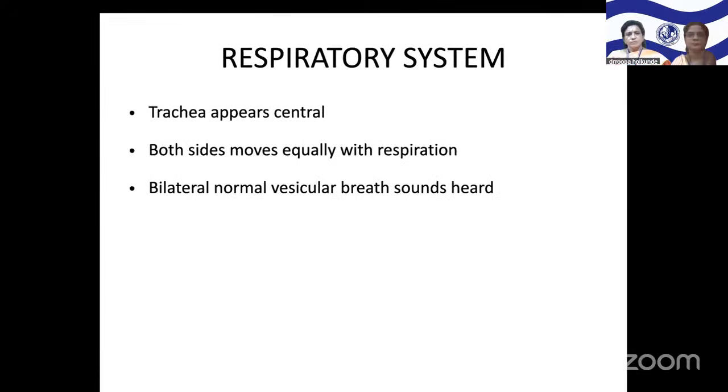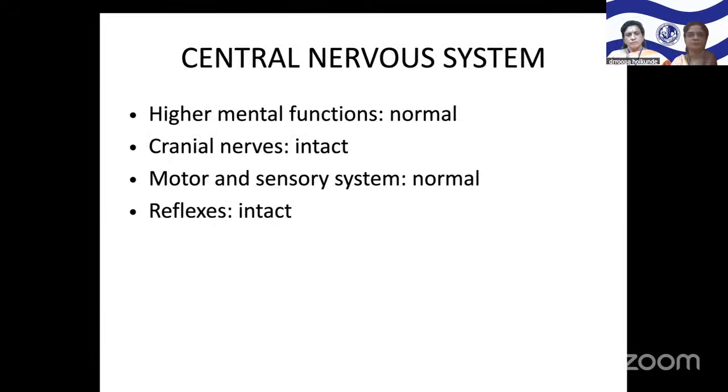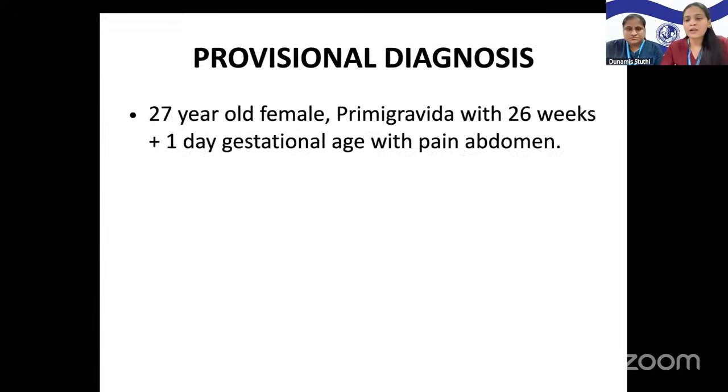Okay, next. Respiratory system, cardiovascular system, and central nervous system, no abnormality was detected. Our provisional diagnosis is a 27-year-old female, primigravida with 26 weeks plus 1 day gestational age with pain abdomen. How will you confirm the diagnosis?